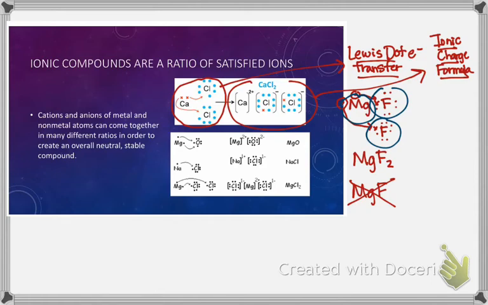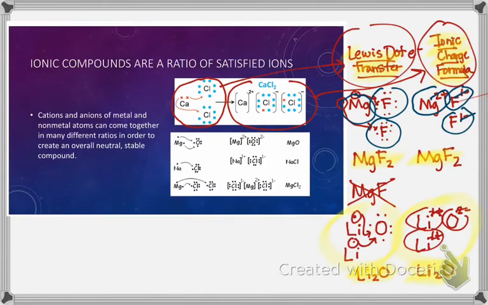So the ionic charge formula to me is quicker, it's easier, it's going to be the way that most of you are going to have to adopt, all right? So in an ionic charge formula, you simply write the 2 elements. Okay, so these are the Lewis dot electron transfers and the ionic charge formulas. In each one of these, you can see that the elements have lost the electrons they needed to become stable, and the charges are equal.